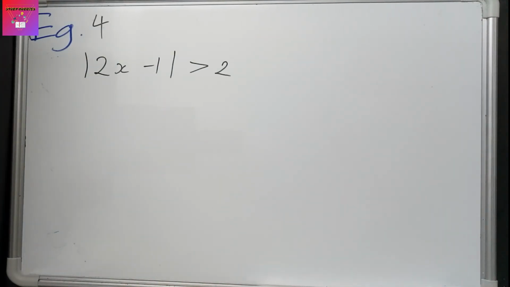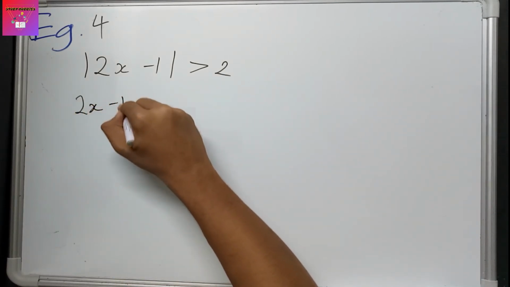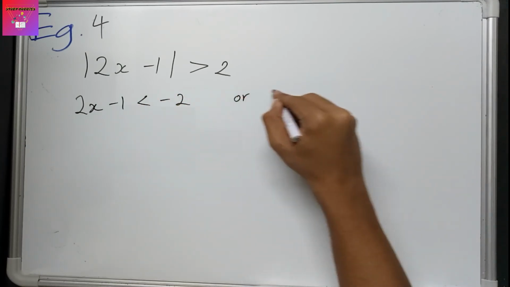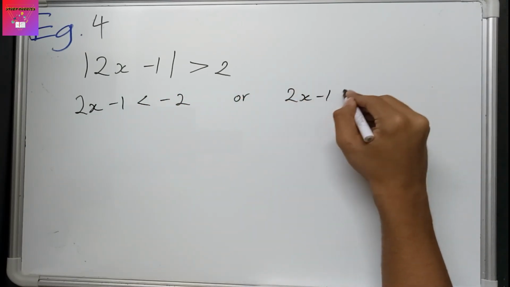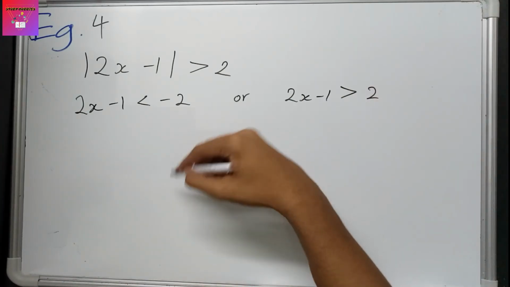So now let's look at this example. Modulus of 2x minus 1 is greater than 2. So once we see a greater than symbol, we have to solve it in its corresponding method, where after we split, we are going to get 2x minus 1 is lesser than negative 2, or 2x minus 1 is greater than 2. Okay, so solve them individually.